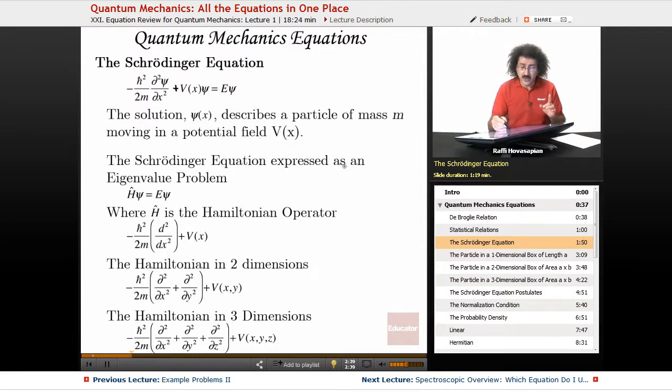The Schrödinger equation expressed as an eigenvalue problem: the Hamiltonian operator applied to the wave function psi is going to equal some scalar E times psi, where H is the Hamiltonian operator. This is the Hamiltonian operator in one dimension. This is the Hamiltonian operator in 2 dimensions. This is the Hamiltonian operator in 3 dimensions. These are partial derivatives.